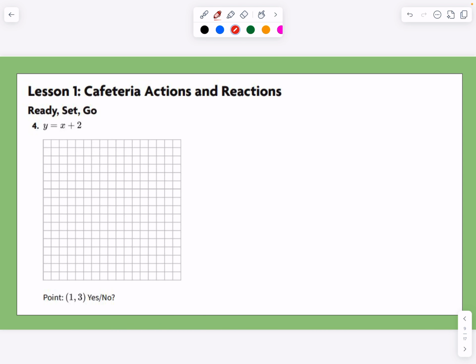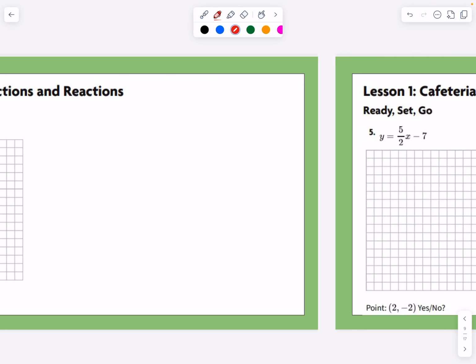Number 4, same kind of idea. You're going to graph that out. It should be simple enough with a y-intercept and a simple slope of 1, and then use that to see if that's going to work for you there. And number 5, same idea.